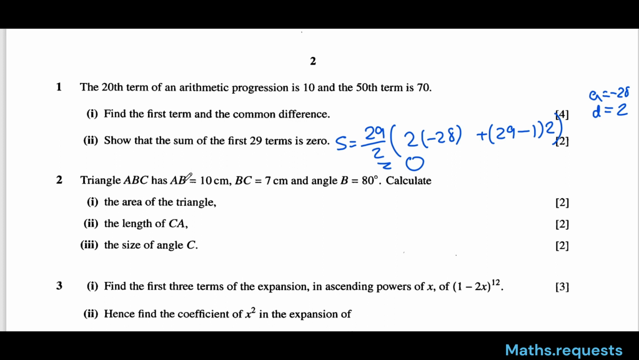Okay, the triangle ABC has AB equals 10 centimeters, BC equals 7 centimeters, and B equals 80 degrees. So we know that it looks something like this. And this is 10 centimeters, and this is 80 degrees. So find the area of the triangle. We just use half ab sine C, where a and b are the two sides next to the angle. So it's a half times 10 times 7 times sine 80. Make sure your calculator is in degrees, and that should get you 34.5 centimeters squared to 3 significant figures.